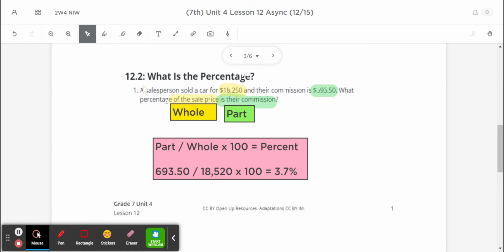I know that I'm looking for a percent, and I know my whole, and I know my part. So I can rely on my formula, part divided by whole times 100 is equal to percent. If you need to pause this video to get caught up on question 1, now's a good time.